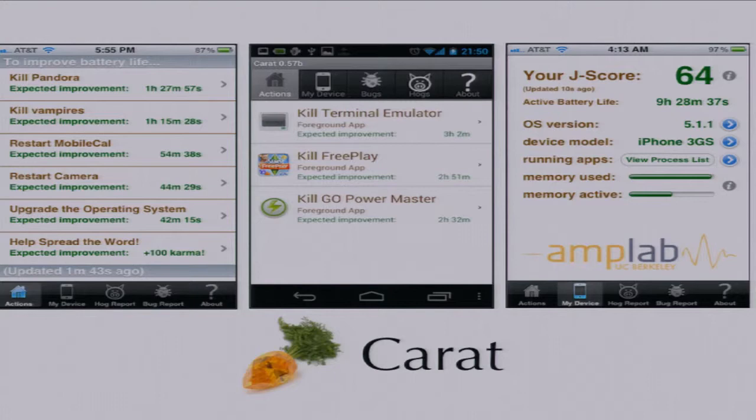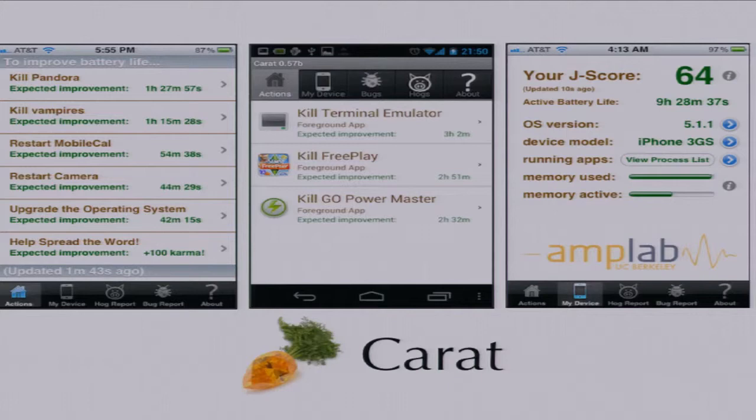The first 2 are from what we call the Actions tab, and that's the main screen of Carat. What this is telling you are various actions that you could take that would improve your battery life, and it tells you how much you should expect it to improve that battery life. So for example, it's suggesting that if you kill Pandora, you can get another hour and a half or so of battery. And similarly, you can upgrade the operating system on this particular device and get another 45 minutes.